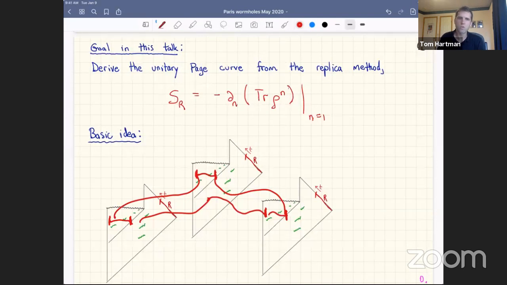When you take n to 1, the wormhole will be gone. When you have n equals 1, there's no wormhole because it has to join multiple copies of the system. So there's no wormhole left when you take n to 1. However, this leaves an imprint on the density matrix. The fact that you can have these wormholes does leave an imprint on the density matrix. And we're going to use the replica partition function to calculate the entropy and find this modified formula for the entropy that has a unitary Page curve.